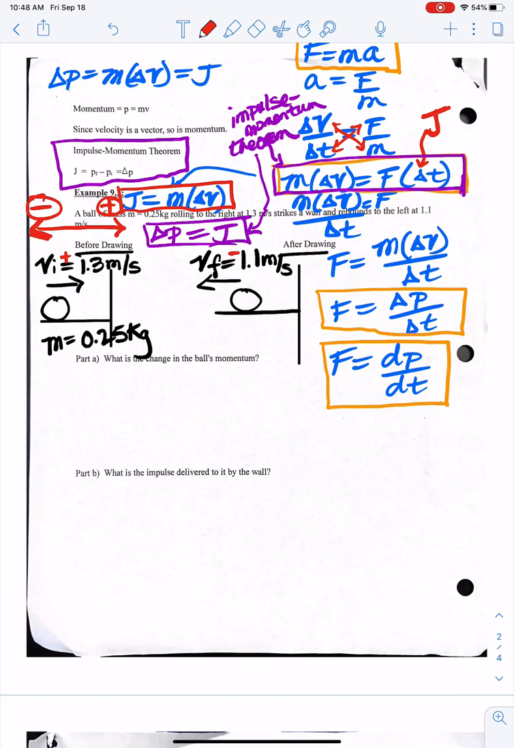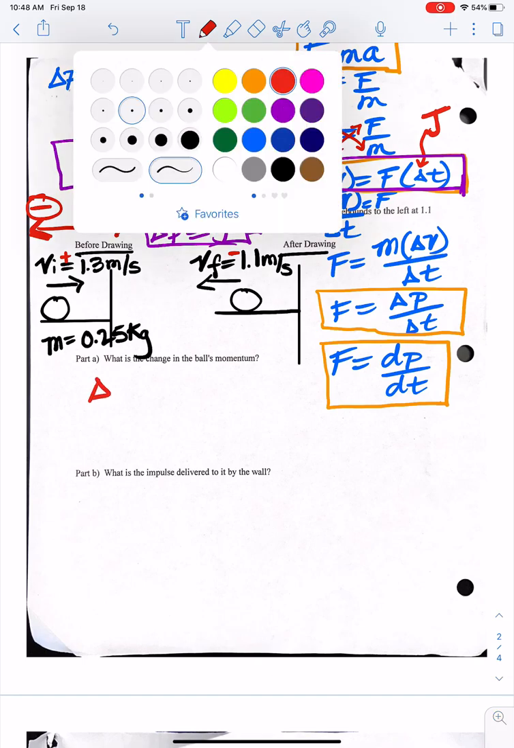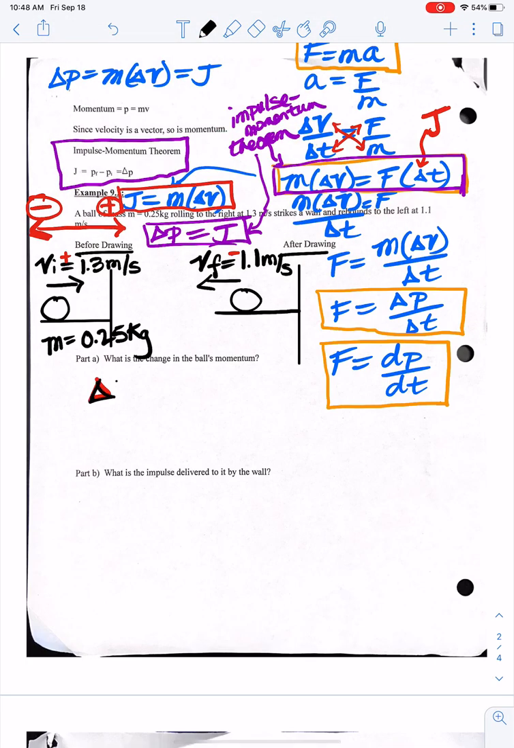What is the change in the ball's momentum? So delta P is equal to mVF minus mVI. It's very similar to displacement being XF minus XI. So we have delta P being PF minus PI, and each P being mVF and mVI. That's where I got that from.